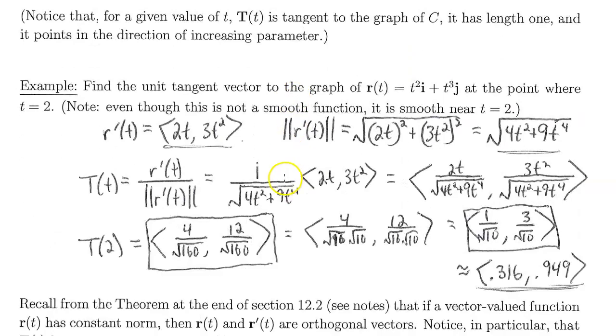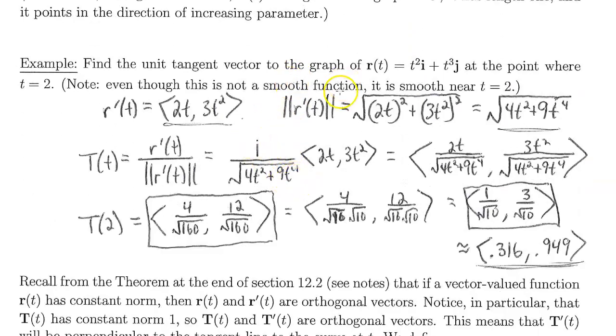Okay, so let's look at an example. Find the unit tangent vector to the graph of r of t equals t squared i plus t cubed j at the point where t equals 2. Note, even though the graph is not smooth, this is not a smooth vector-valued function, as we talked about in the previous video, it is smooth near t equals 2.